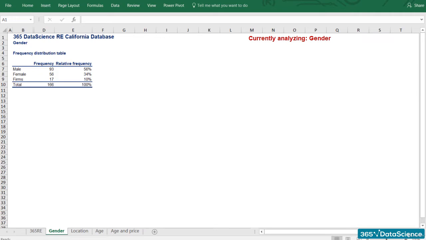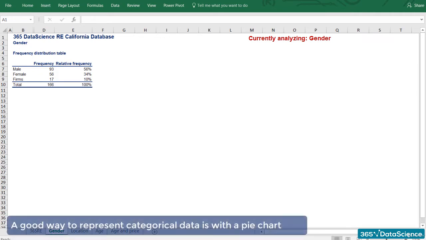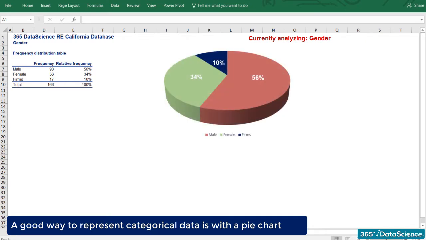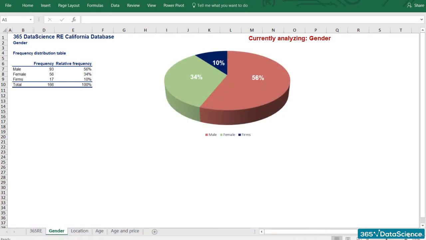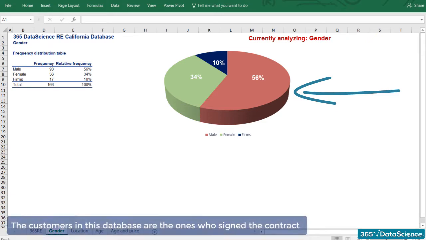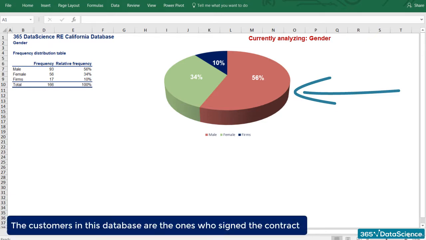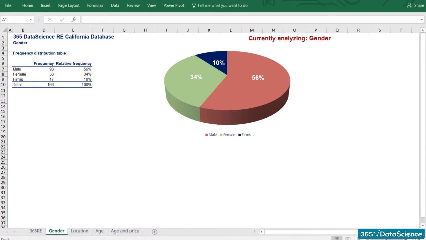Gender is categorical. We said that a good way to represent it in practice is with a pie chart. Okay. We can clearly see that most clients are male. However, this information is biased, as the customers in this database are the people who signed the contract. It is very likely that a family bought the apartment, but our data shows us only the person who signed the contract. Such variables are interesting to see, but it is not a good idea to include them in the data-driven decisions we make.